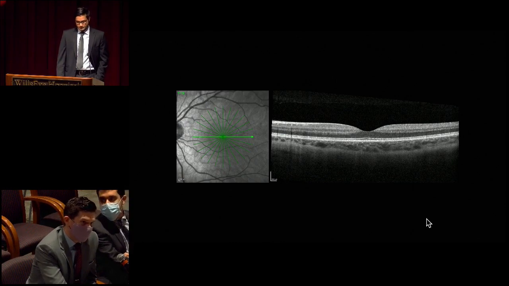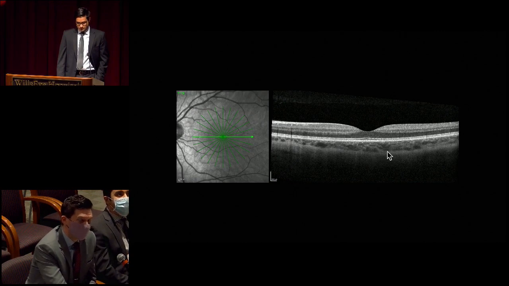And again, left eye, as per all the other imaging, this looks like a normal OCT through the fovea of the left eye.